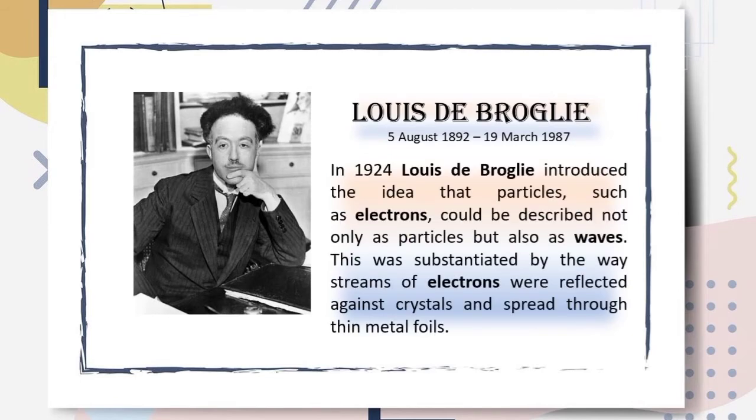Louis de Broglie, in 1924, introduced the idea that particles such as electrons could be described not only as particles but also as waves. This was substantiated by the way streams of electrons were reflected against crystals and spread through thin metal foils. De Broglie argued that the electron in its circular orbit must be seen as a particle wave. Let me show you a presentation of his hypothesis.